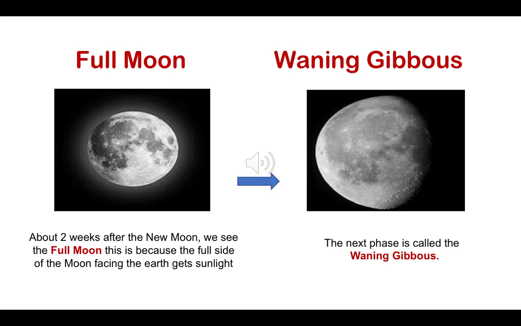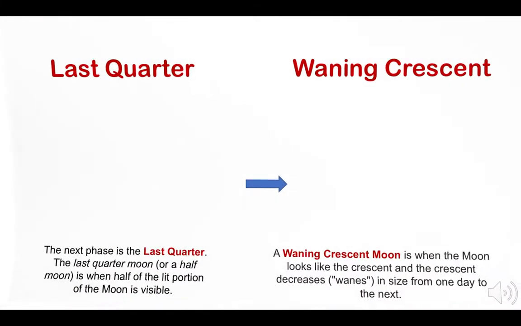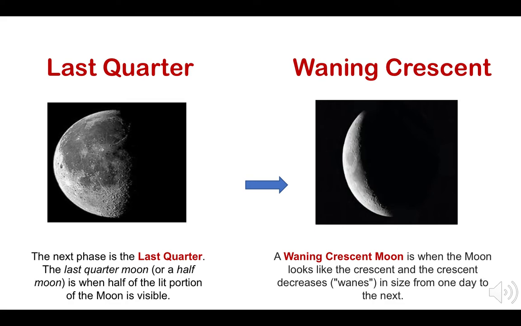Now the moon begins its return journey from the full moon to the new moon. The next phase is called the waning gibbous. Here I explain to you the term waning. As the moon is now losing light, that is, decreasing in illumination, we use the term waning. The next phase is the last quarter. The last quarter moon, or a half moon, is when half of the lit portion of the moon is visible. The next phase is waning crescent, when the moon looks like a crescent and the crescent decreases in size from one day to the next.